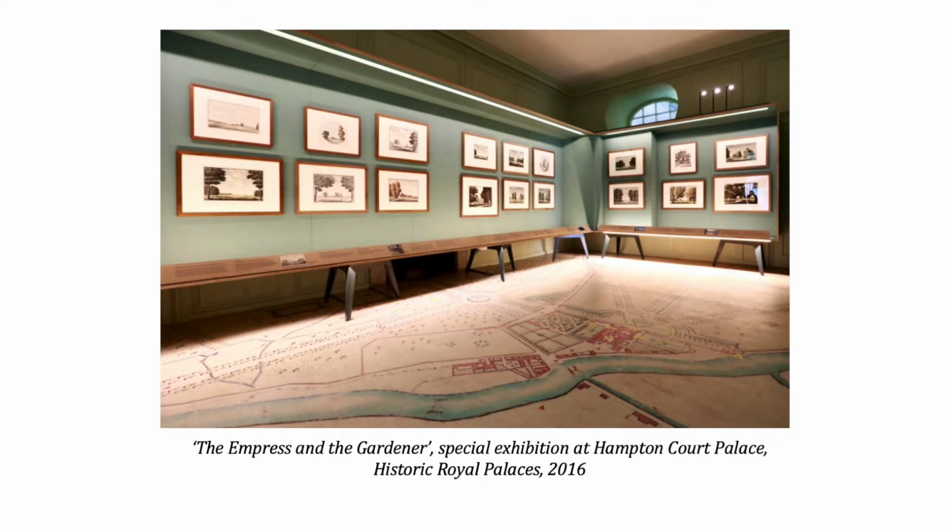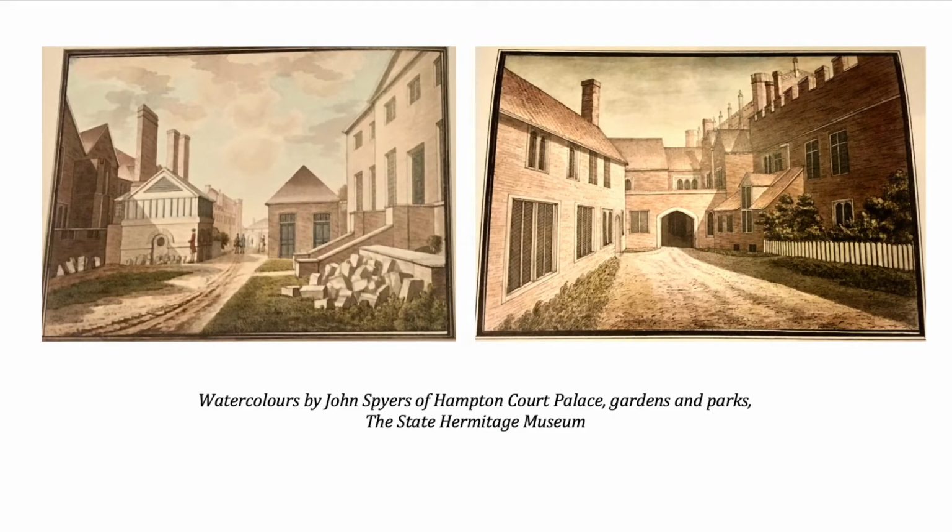It's from a special exhibition at Hampton Court Palace in London back in 2016, called The Empress and the Gardener. It was focusing on the palace gardens and parks, and it featured a series of watercolors, so drawings, lent from the State Hermitage Museum in St. Petersburg in Russia actually, but all the drawings were of Hampton Court. They were created by one of the palace's draftsmen, or surveyors as we would say nowadays, and featured all sorts of perspectives of the palace, the gardens and the parks around the palace.